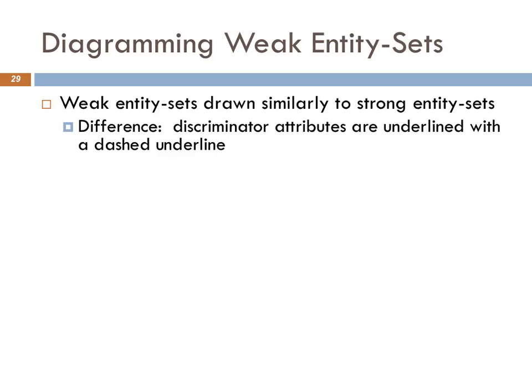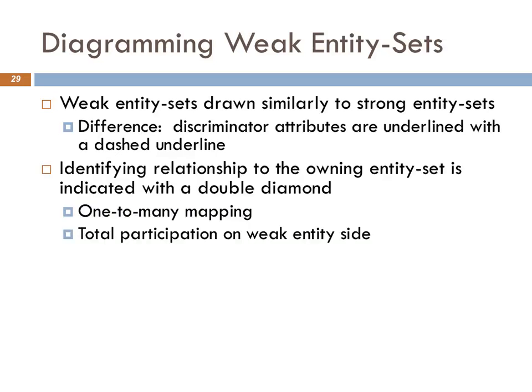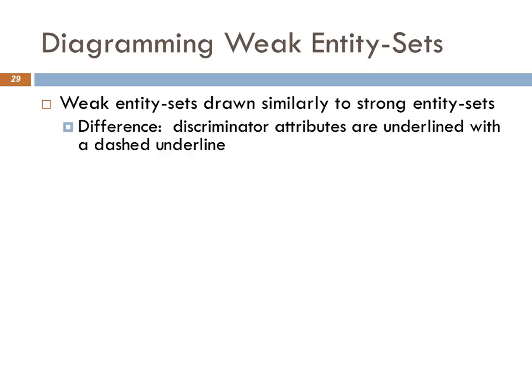Now, the way that we draw weak entity sets is unfortunately identical to strong entity sets. There's only one difference. I'm actually getting ahead of myself. We don't have underlined attributes because it's not a strong entity set. Instead, we have dotted lines under the attributes that are discriminators. Okay? So if we were doing a check transaction entity set, we would have a dotted line under check number.